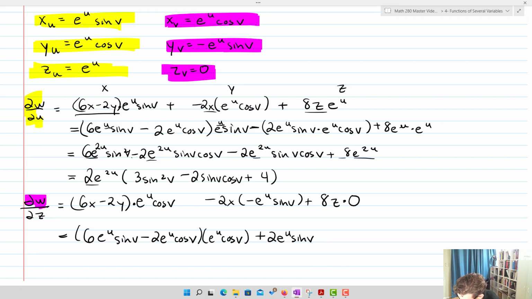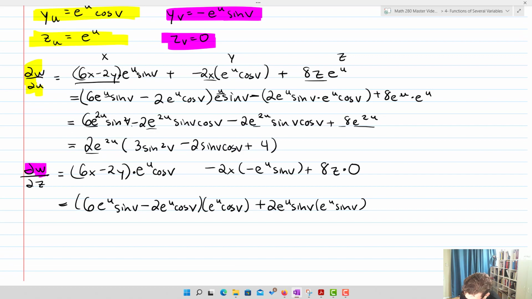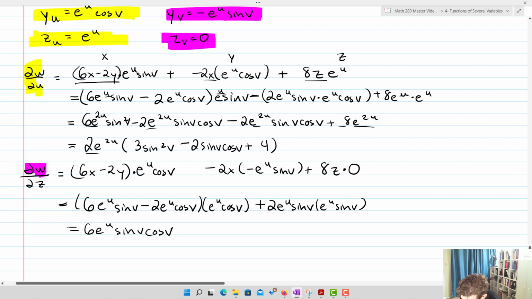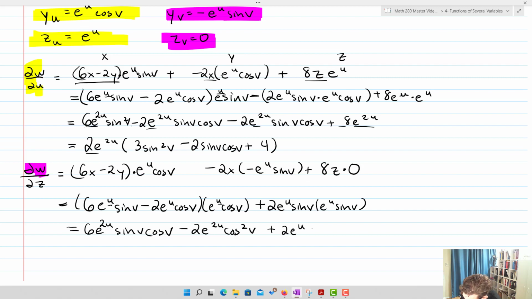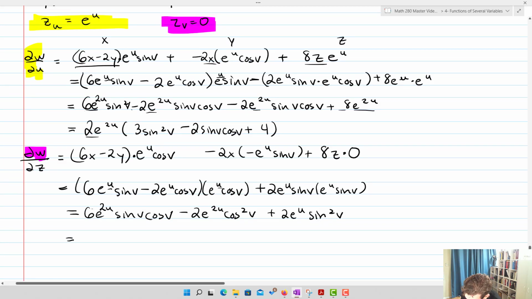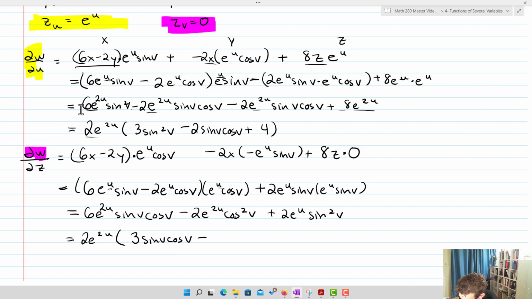And let's actually just put those negatives together. Plus, and then this will be e to the u sine v. And then the z part zeros out. So this ends up giving me 6 e to the 2u sine v cosine v, minus 2 e to the 2u cosine squared v, plus 2 e to the u sine squared v. And this will then be, if I pull out a 2 e to the 2u, so 2 e to the 2u, this ends up giving me 3 sine v cosine v, and then minus cosine squared v plus sine squared v.